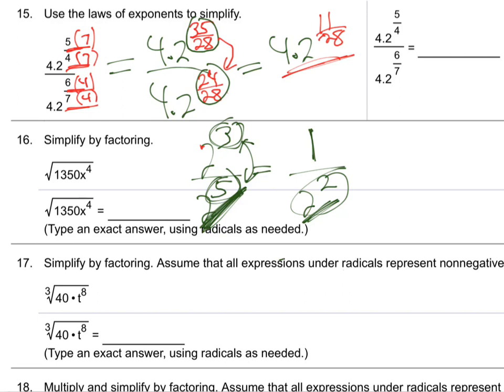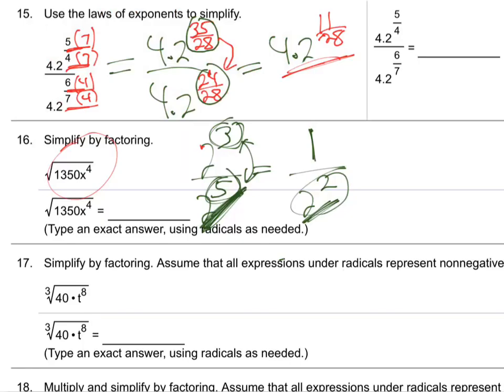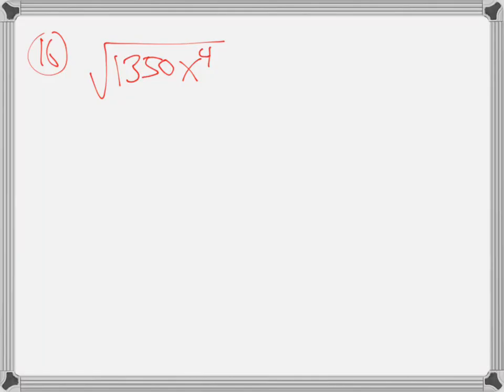Let's try number 16. I'm going to rewrite number 16 on a fresh screen. This one right here. The square root of 1350x to the 4th. They want me to simplify. So to simplify that, you're going to have to break it down with your calculator. Whenever we have something ending with a 0, I know that means the number times 10, right? 135 times 10 puts that 0 at the back.